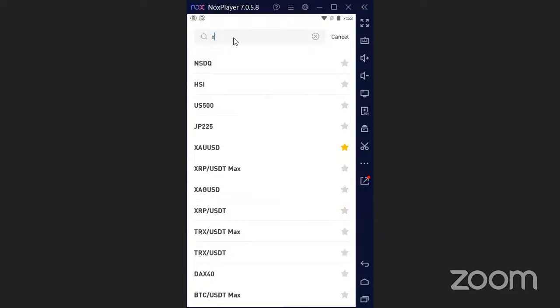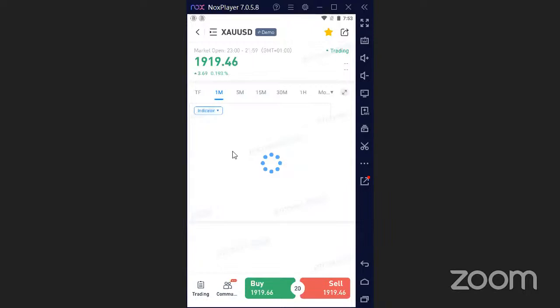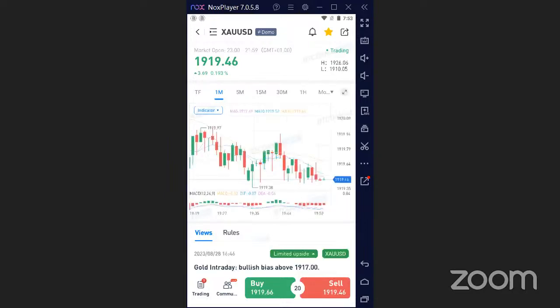The one we screenshot was XAU USD. You see we have the XAU USD here. So you want to click on it and come to your home page. Okay, so this is the chart right now. This is the XAU USD page. Now go back to your screenshot and you see I said sell.